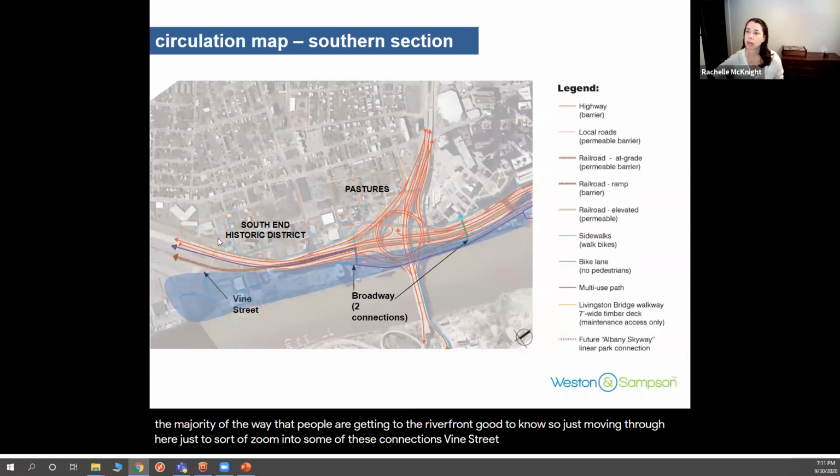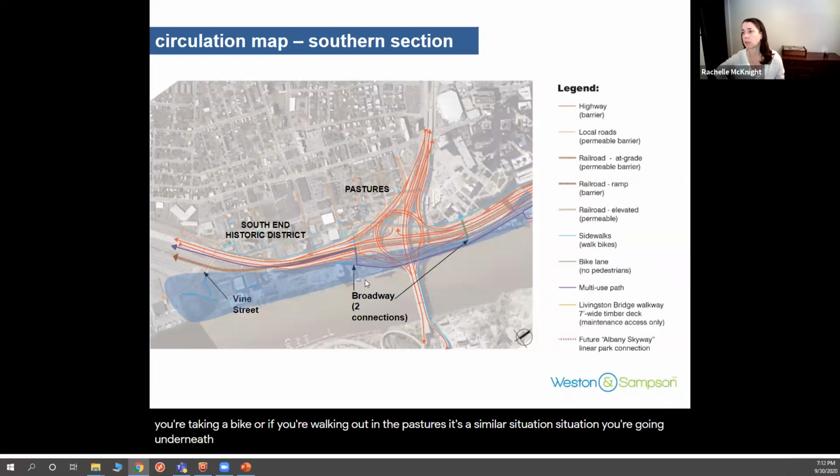Vine Street in the South End Historic District. You can definitely get there. There's the beautiful new South End connector, which gets you really, really close. Otherwise, if you're walking from the neighborhood, you've got to walk on sidewalks. This road can be kind of crazy, a little bit busy, but that's most of the way that people are getting to the park at this moment. If you're taking a bike or if you're walking out in the pastures, it's a similar situation.